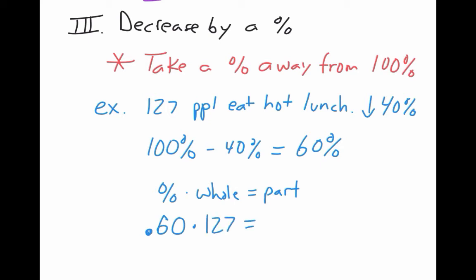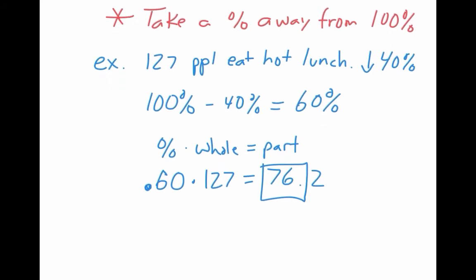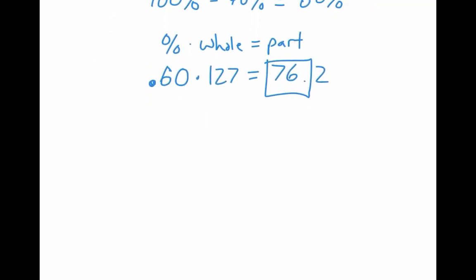Punch that in, and I get 76.2. I'm going to just round it to 76 because we're talking about people. So I'll do 76.2 and then cut off my 2 at the end. That's the person that eats 1/5 of their sub and then says, I'm not going to eat it.